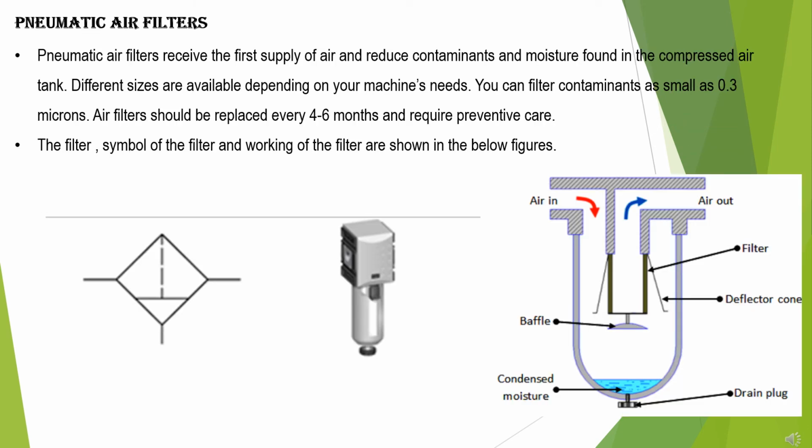Pneumatic air filters. Pneumatic air filters receive the fresh supply of air and reduce contaminants and moisture found in the compressed air tank. Different sizes are available depending on your machine's needs. You can filter contaminants as small as 0.3 microns. Air filters should be replaced every 4-6 months and require preventive care. The filter, symbol of the filter, and working of the filter are shown in the below figures.